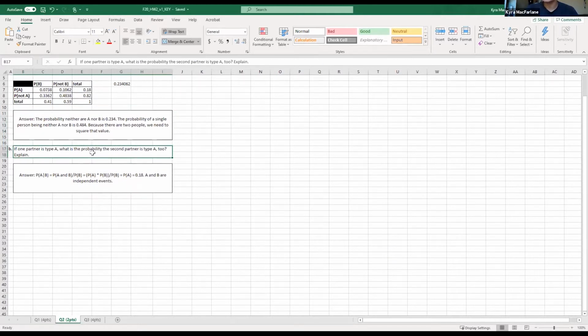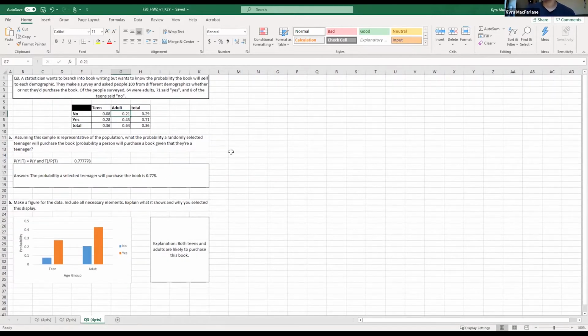If one partner is type A, what is the probability the second partner is also type A? So this is set up as a conditional probability. So given person 1 is type A, what's the probability person 2 is also type A? However, because A and B are independent events, when we use the equation for it, which is the probability of A and B divided by the probability of B, the probability of B cancels out. So we end up just with the original probability that we're asking for, which is the probability of being blood type A, because the probability of event A and event B are independent events.